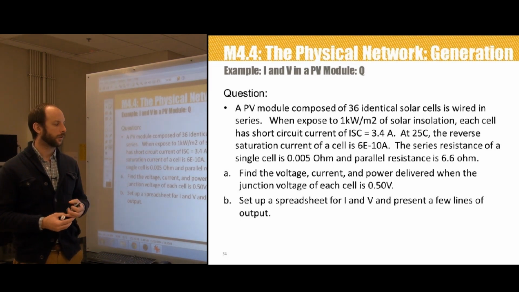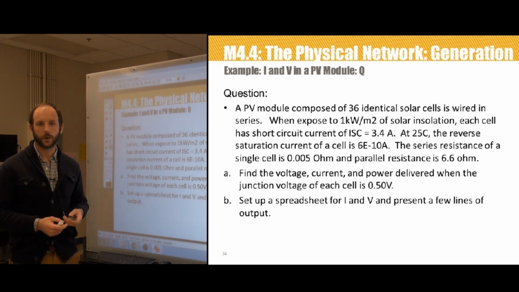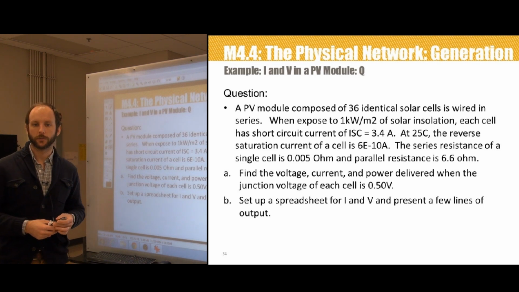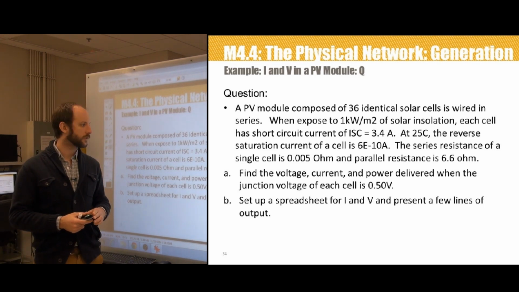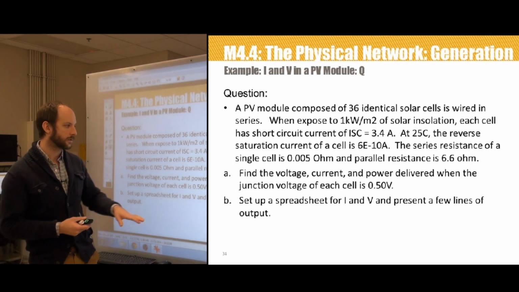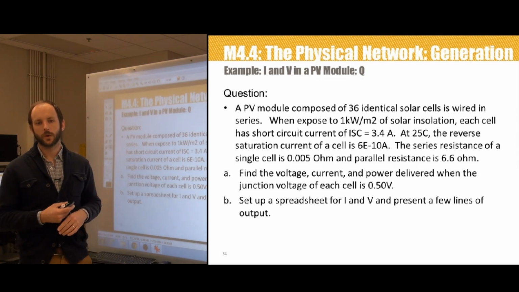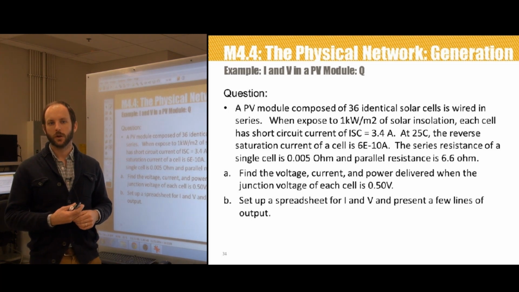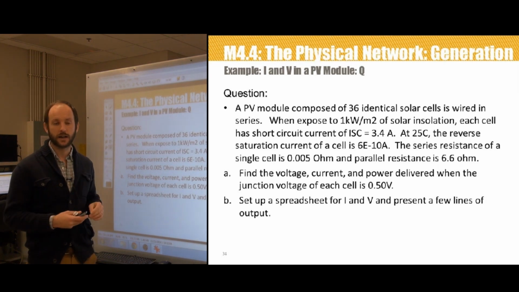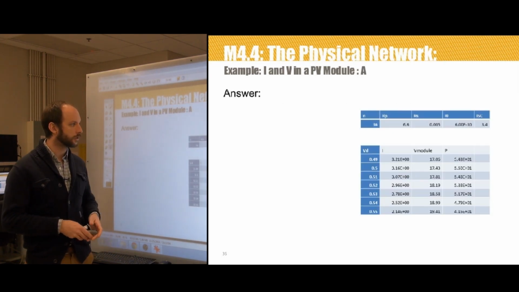If exposed to a solar insolation of 1 kilowatt per meter squared, each cell is going to produce a short circuit current of 3.4 amps. At 25 degrees Celsius, the reverse saturation current of the PN junction is 6 times 10 to the minus 10th amps. The series resistance of a single cell is 0.005 ohms, and the parallel resistance is 6.6 ohms. What we want to do is find the voltage, current, and power delivered when the junction voltage of each cell is 0.5 volts, and then we want to set up a spreadsheet for I and V and present a few lines of the output for doing the iterative calculation.